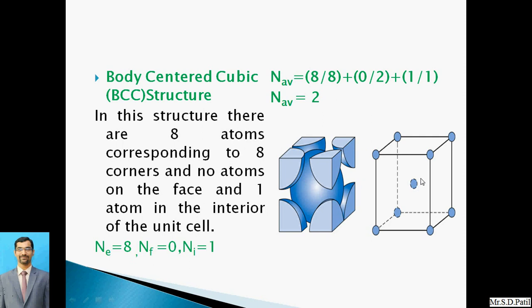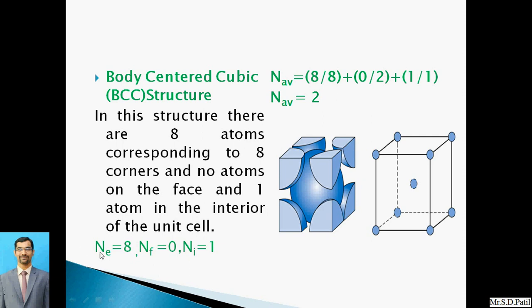So let us see how the calculation is carried out for the average number of atoms per unit cell. In this structure, 8 atoms corresponding to the 8 corners are there, like the previous simple cubic structure. These 8 atoms are shared by the 8 corners. Then there are no atoms on the faces. But at the interior, one atom is included.